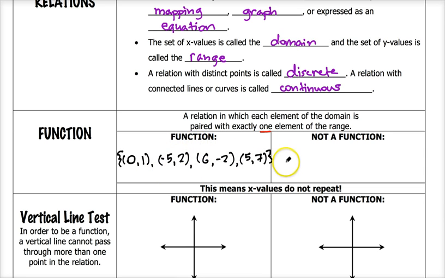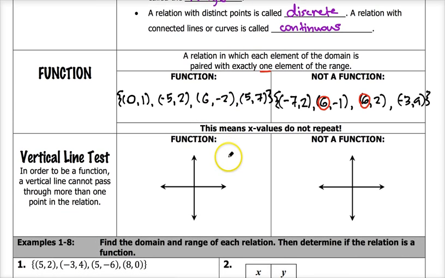A non-function would be a relation that looks like this. Let's say I had (-7, 2), (6, -1), (6, 2), and (-3, 9). So this would be a non-function because this domain value of 6 pairs with both -1 and positive 2. So the simple way to remember this is the x values cannot repeat. If your x values repeat, then your relation is not a function. If the x values don't repeat, then it is a function.